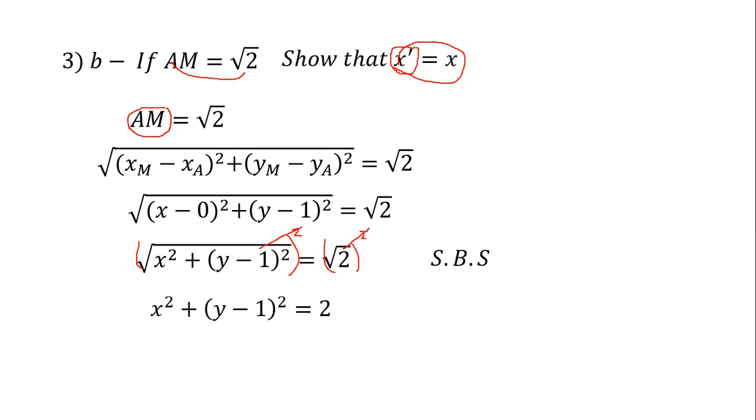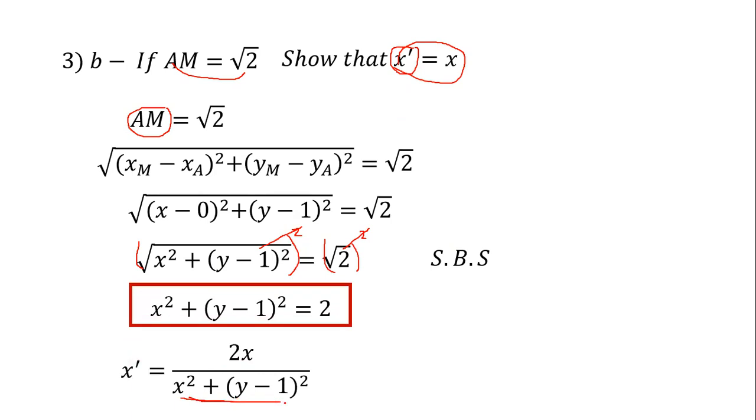From the preceding part, x prime is equal to the following quantity. Look carefully. x squared plus y minus 1 all squared is equal to 2. So replace the following quantity by 2. Cancelling 2 by 2, we get that x prime is equal to x.